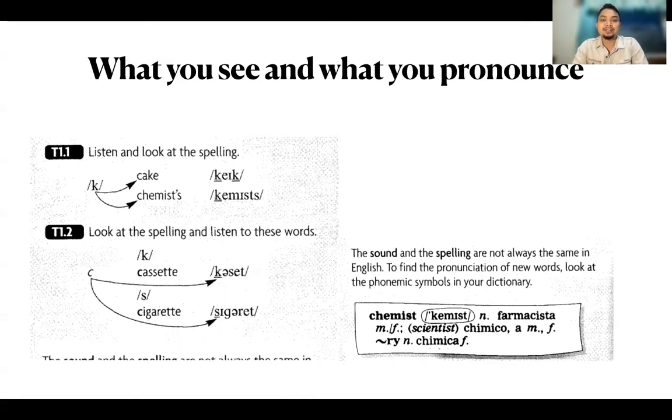T1.2. Look at the spelling and listen to these words. Now we have the alphabet C with the K sound. Now let's compare. This means that not all the alphabet C is pronounced K. You have to remember, not all the alphabet C is pronounced K.